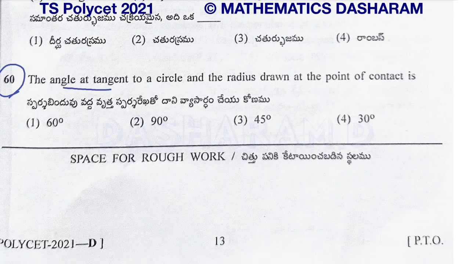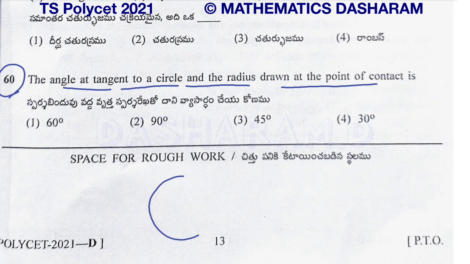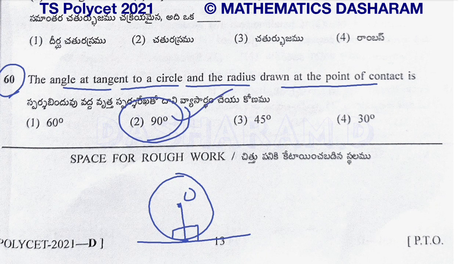The angle between the tangent to a circle and the radius drawn at the point of contact is... So here is a circle, this is a tangent, this is called the point of contact. Here is the center O. This is a radius. The radius makes 90 degrees with the tangent at the point of contact. So option 2 is correct.